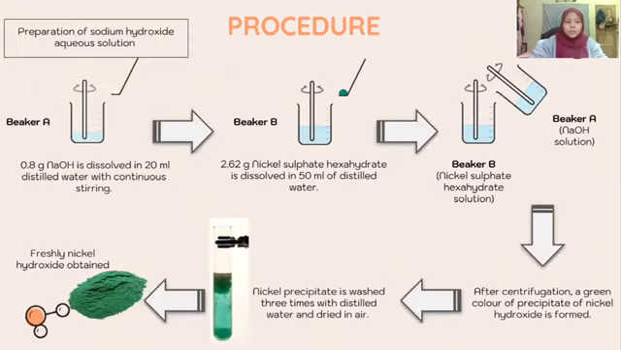So the first step is the preparation of sodium hydroxide aqueous solution. Sodium hydroxide is dissolved in 20 ml of distilled water with continuous stirring and labeled as BKA. And then the nickel sulfate hexahydrate is dissolved in 50 ml of distilled water and labeled as BKB. And then BKA, which is the sodium hydroxide solution, is added into the nickel sulfate hexahydrate solution. After the centrifugation, a green precipitate of nickel hydroxide is formed. So the nickel hydroxide precipitate is washed 3 times with distilled water and dried in air. Therefore, the fresh nickel hydroxide is obtained.